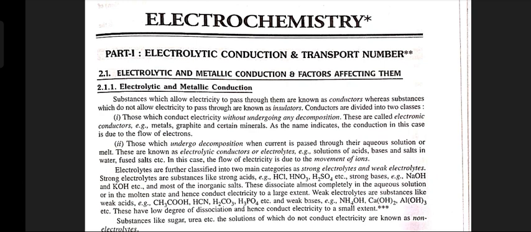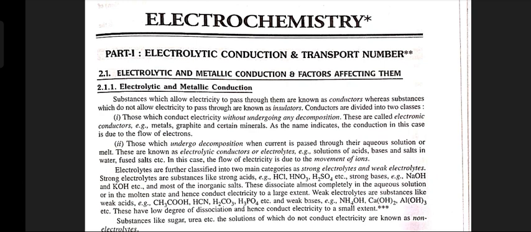The electrolytic and metallic conductors and the factors affecting them. The electrolytic and metallic conduction. Substances which allow electricity to pass through them are known as conductors, whereas substances which do not allow electricity to pass through them are known as insulators.